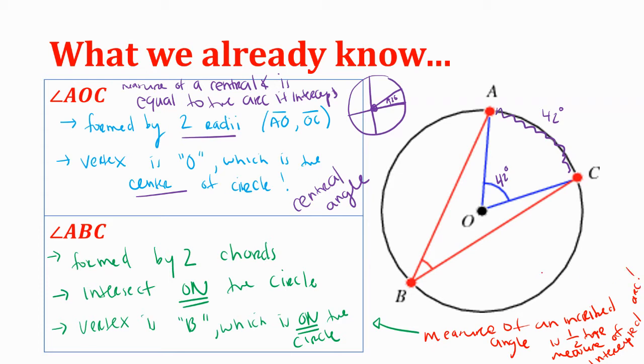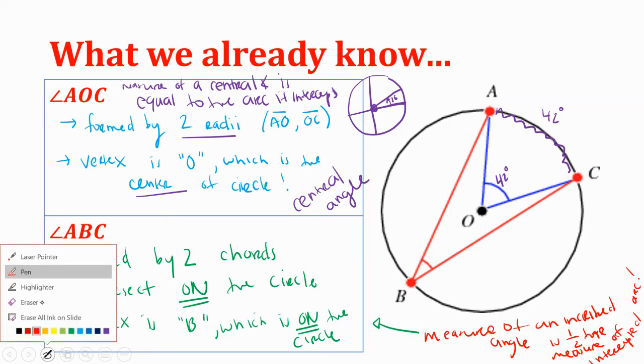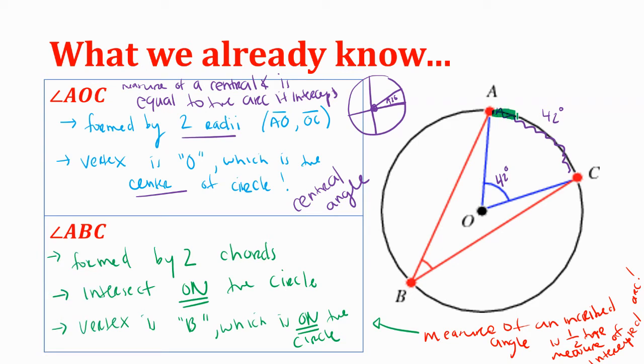All right, so I can do this both ways. I could give you the angle and tell you to find the arc. I could give you the arc and tell you to find the angle. Right, so we know that this arc is 42 degrees. And we knew that this was the central angle that intercepts that arc.